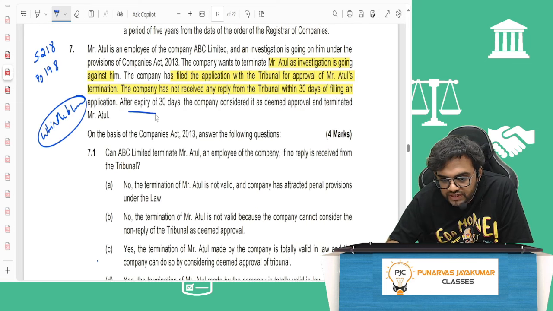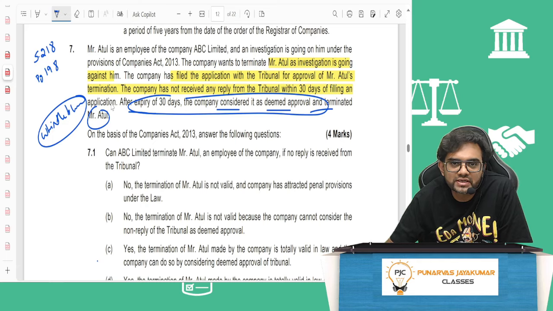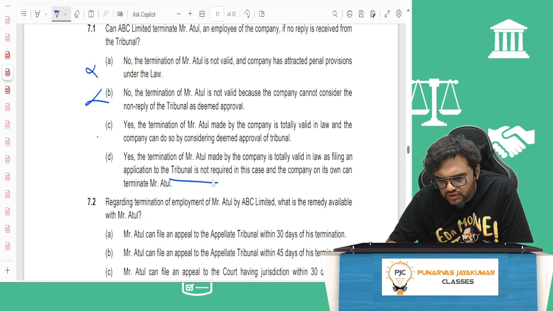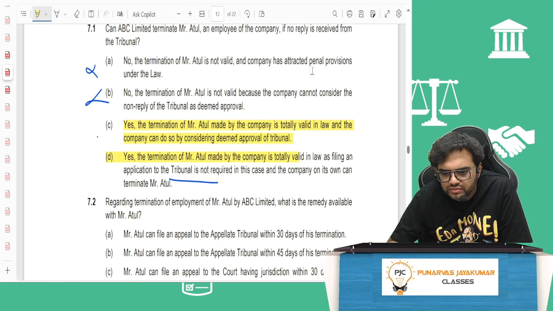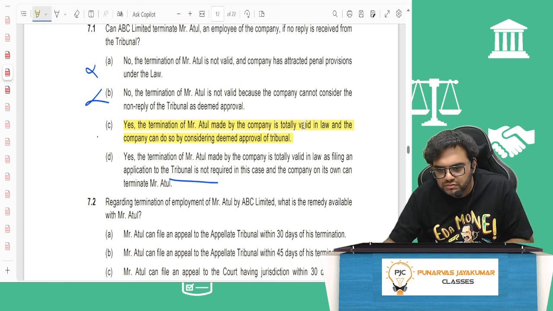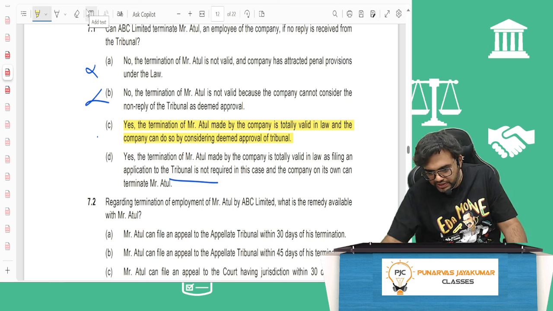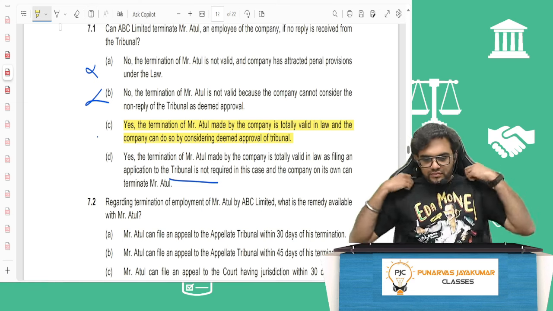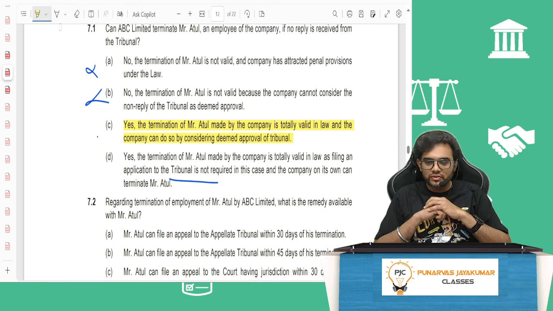So after expiry of 30 days, the company considered deemed approval and terminated Mr. Atul. Is it correct or not? No, no, that is wrong. Filing of application is not required is the wrong answer. This one: termination of Mr. Atul made by the company is totally valid in law. The company can do so by considering the deemed approval of the tribunal.